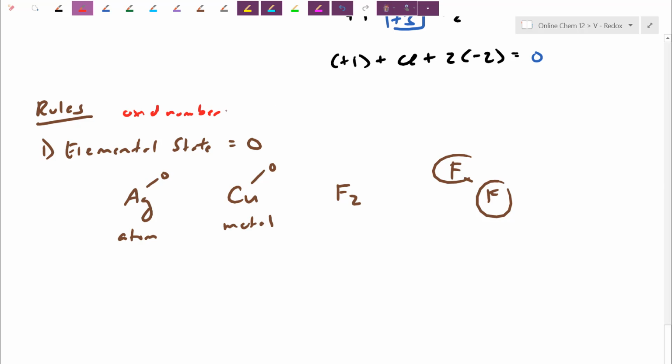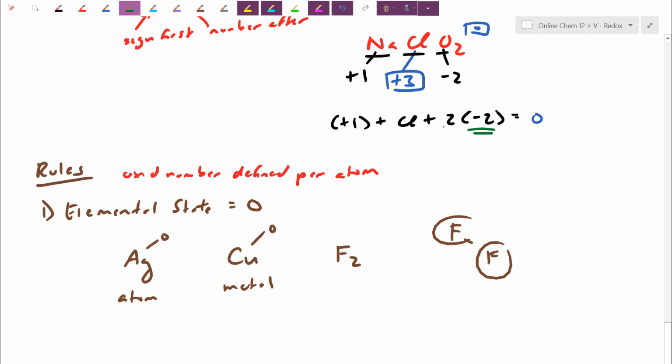Oxidation number is defined per atom, per each atom. So earlier we were saying loosely oxygen is actually -2. Well, I happen to have 2 of them. Each oxygen with -2 totals to -4.